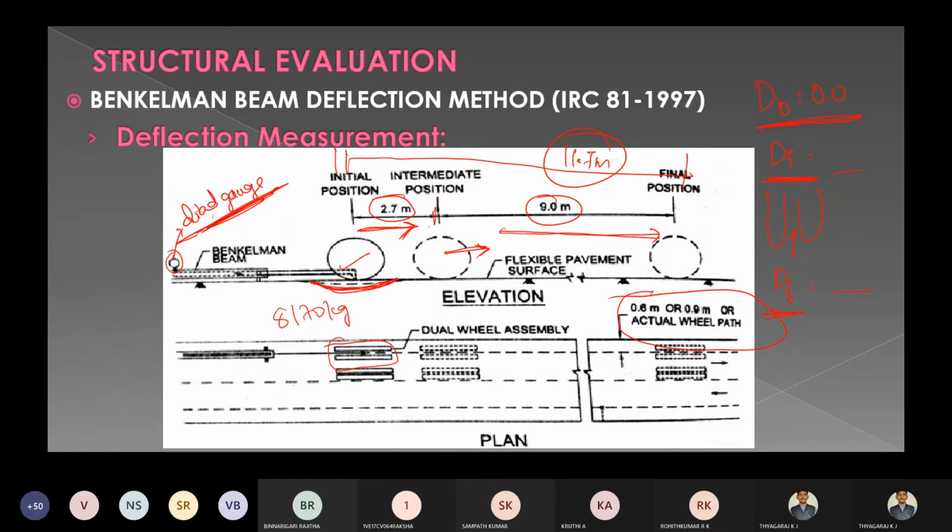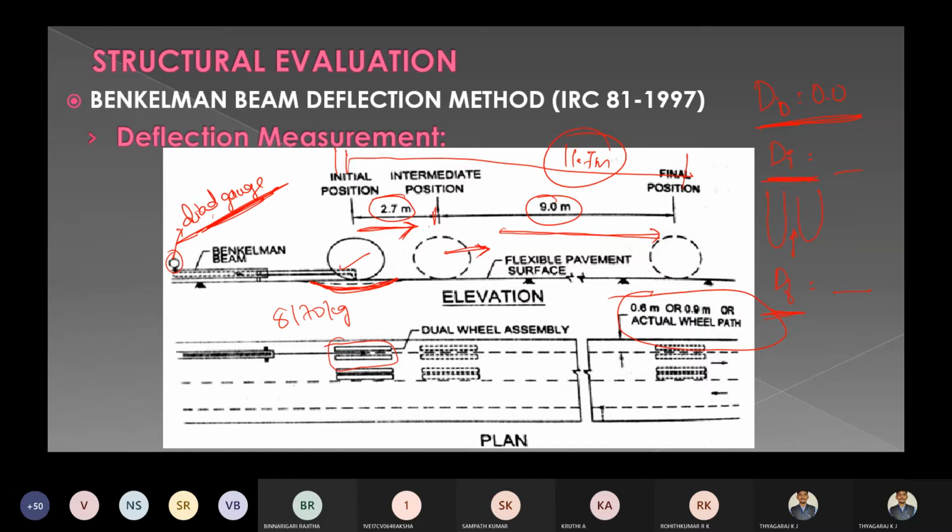So the first stage is you are going to mark the points on the pavement. Then you are going to make the vehicle stand, the left wheel, the left rear axle wheel. You have to make the vehicle wheel stand on top of the point. Then you are going to insert the probe end into the gap between the wheels. Then you are going to adjust the beam such that the initial reading should be 0. Then you are going to make the vehicle move a distance of 2.7 meter.